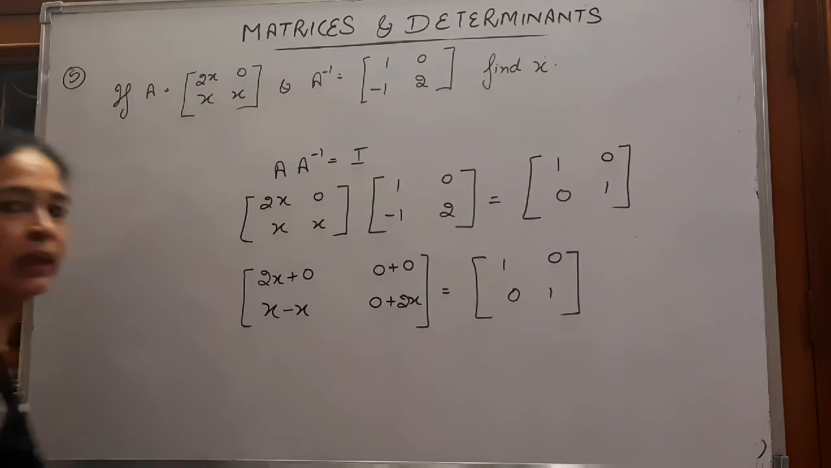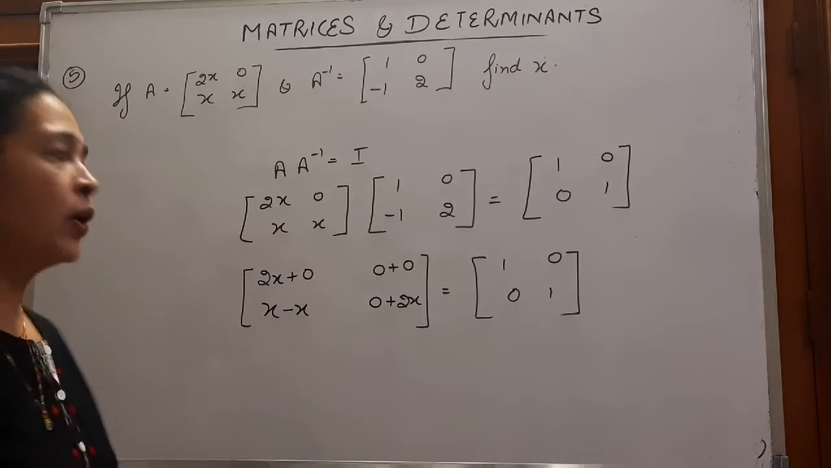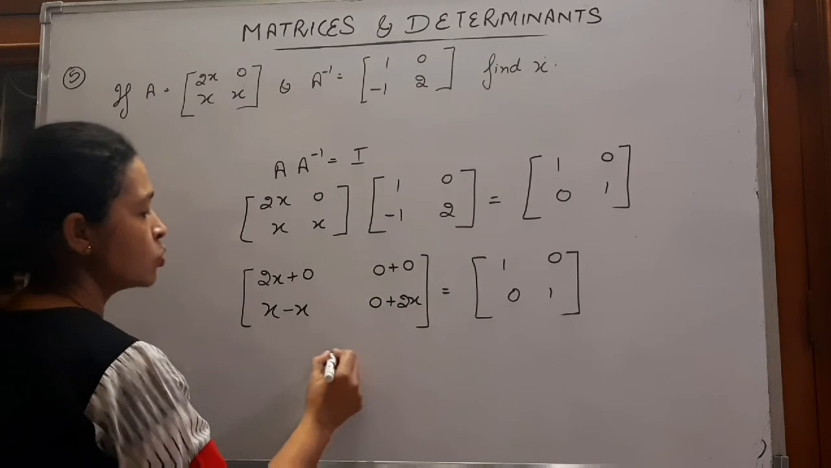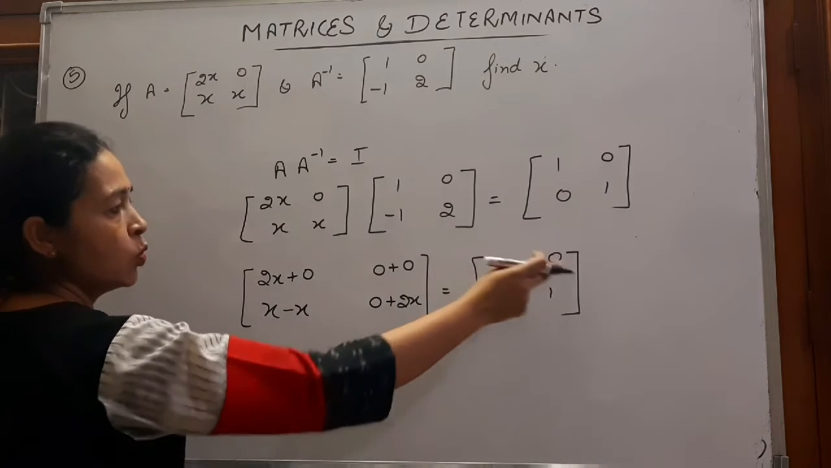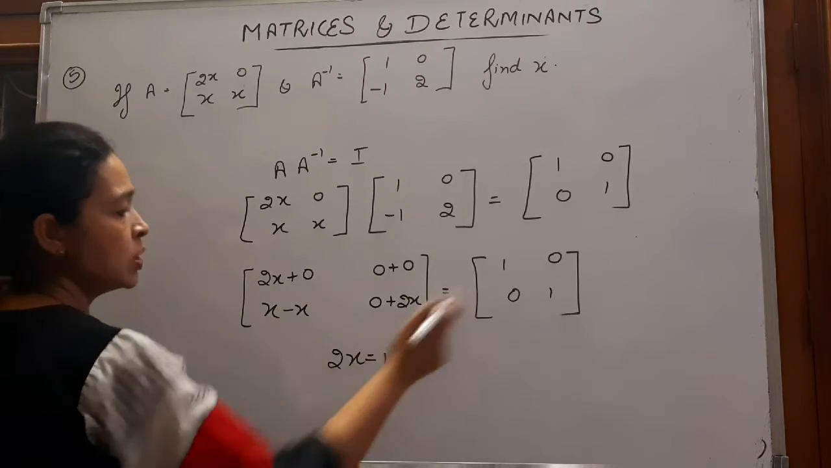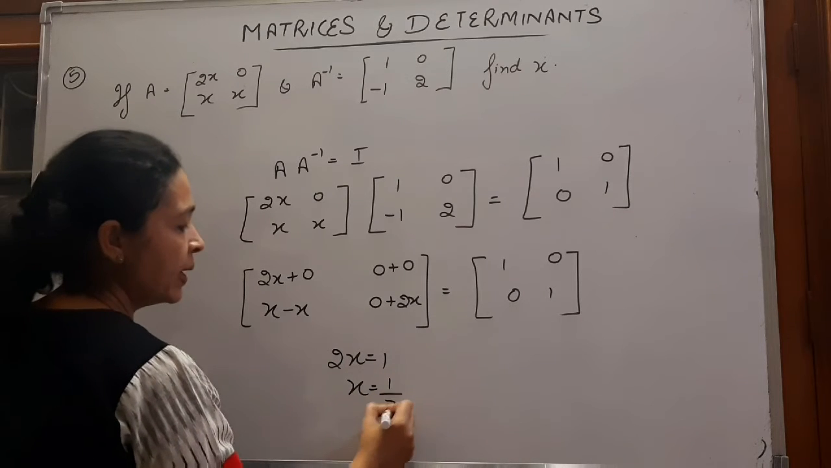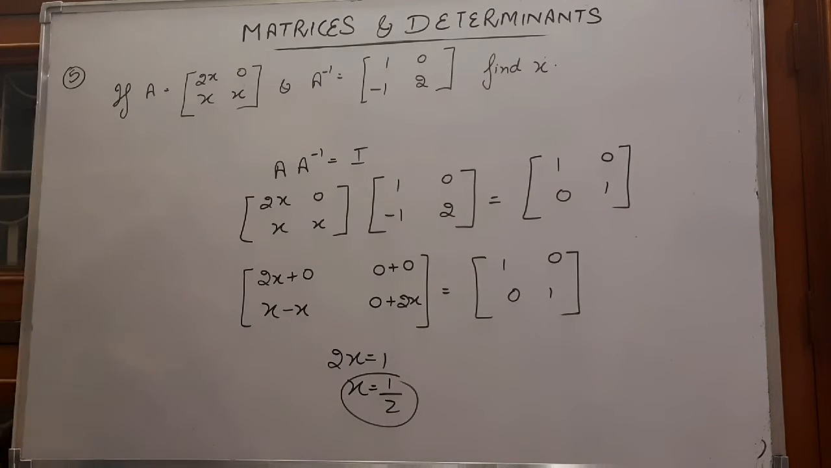Now, two matrices are equal. We will equate the corresponding elements. 2x equals 1. This is 0 equals 0. Again here 0 equals 0. And x equals 1 by 2. This is the value of x.